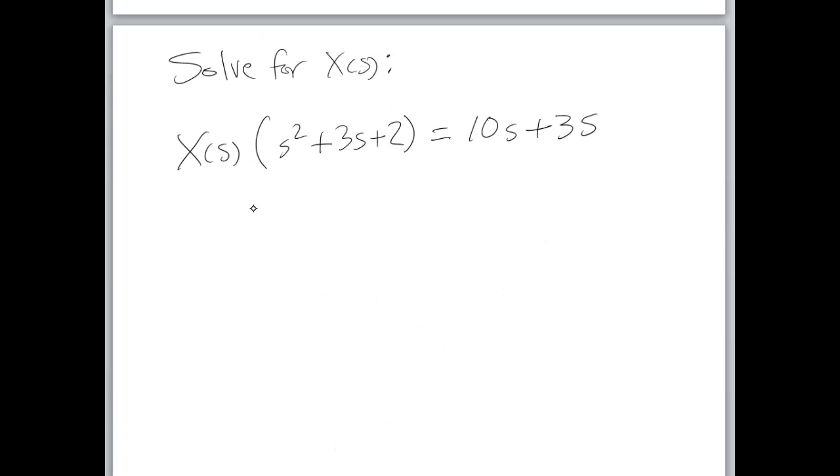So if we continue the solution, now we have X(s) equals 10s plus 35 divided by s squared plus 3s plus 2. Now, we're not going to find this form of this equation in the Laplace transform table directly, so what we need to do is do partial fractions expansion to get it into a form where we can just do the inverse Laplace transform by looking at the terms in the table.